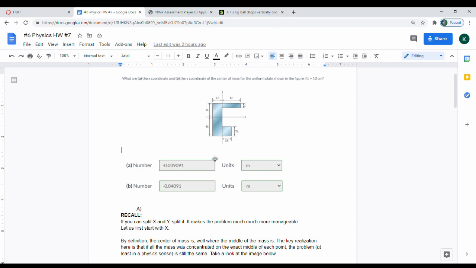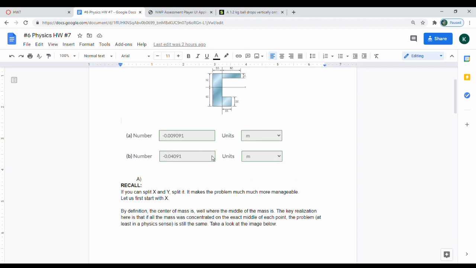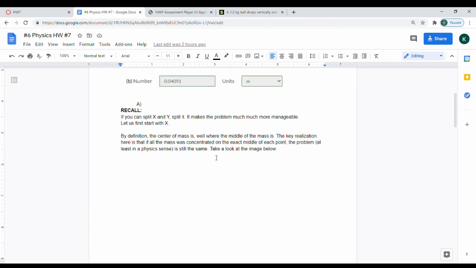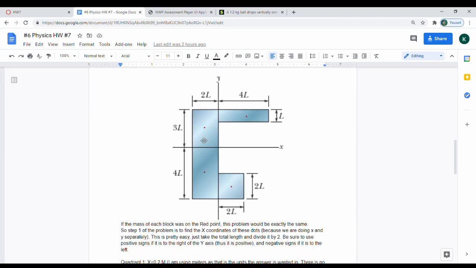And an important realization to make is that by definition, the center of mass, at least in the physics question, will be exactly the same if all the mass is concentrated just in the center. So as you see here, if all the mass was just in the red dot, it would be the same. So we need to find the coordinates of the red dot.